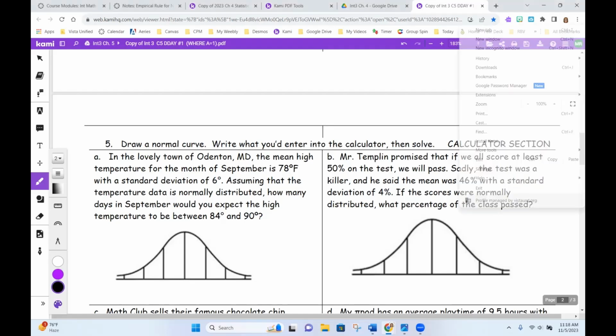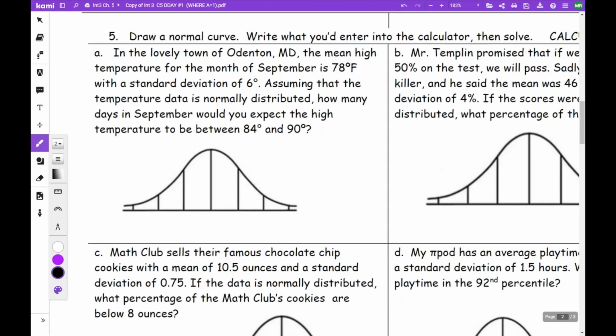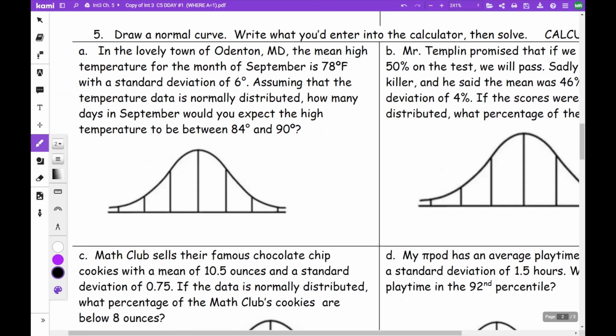So this video is for Integrated 3, Chapter 5, D-Day number 1, problems 5A through D, dealing with the normal curve. So I added the normal curve on, and I'm just going to use it to help us understand the situation here. For this problem, we're dealing with temperatures for the month of September. There's an average of 78 degrees with a standard deviation of 6.